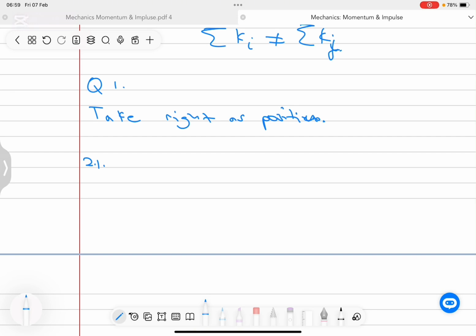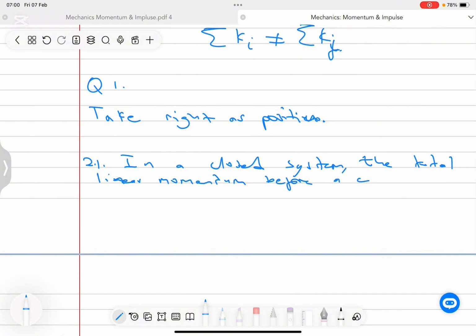We know that the conservation of momentum states that in a closed system, the total linear momentum before a collision is the same as the total linear momentum after the collision.